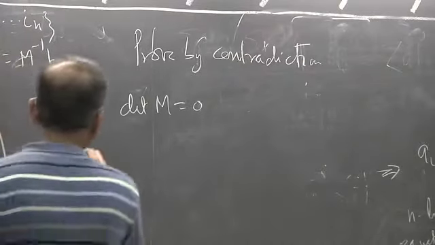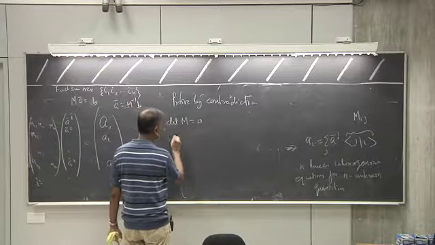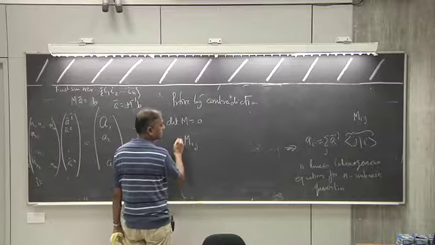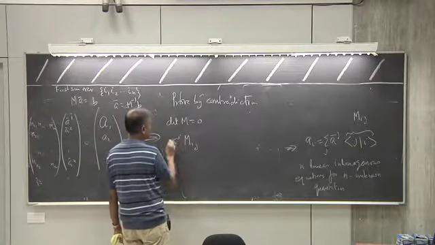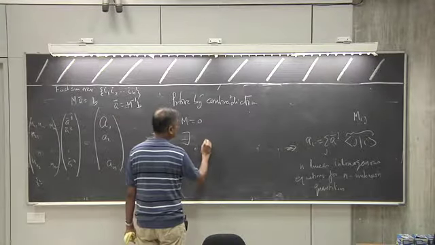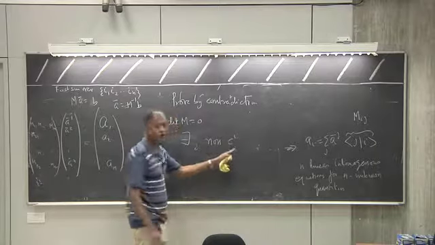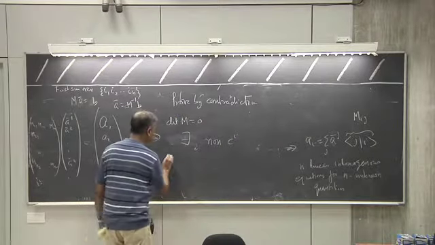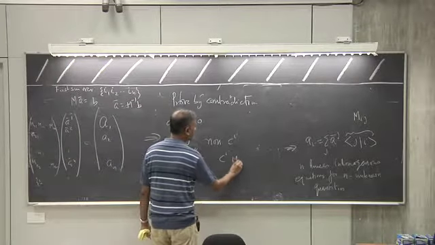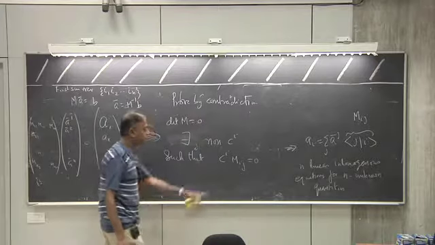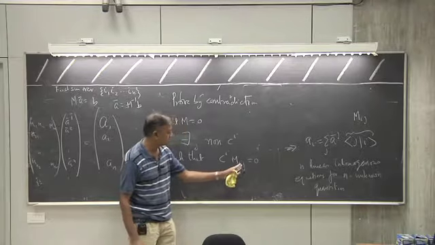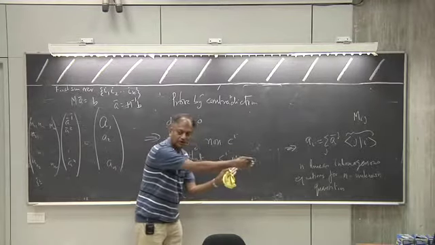So this would imply that there exists some coefficient Ci. So let's say Mij Ci. This implies that there exist non-trivial Ci's, meaning that not all of them are 0, such that Ci Mij is equal to 0 for all j. Right? That's what it's saying. This is basically saying that the different columns are not linearly independent of each other.